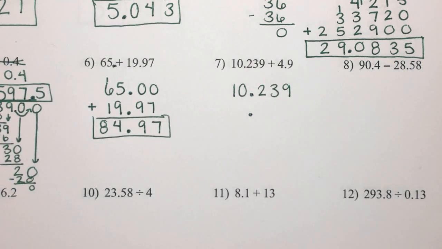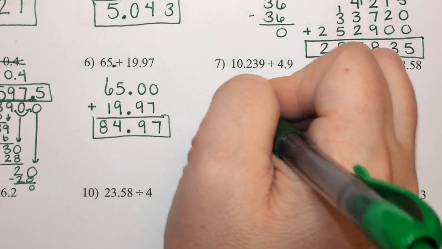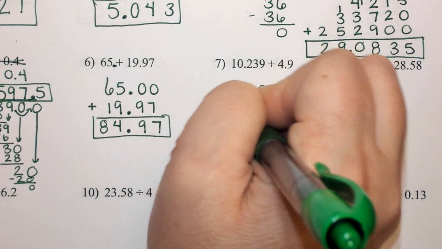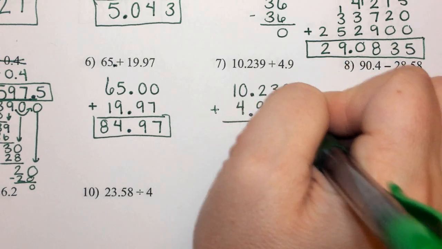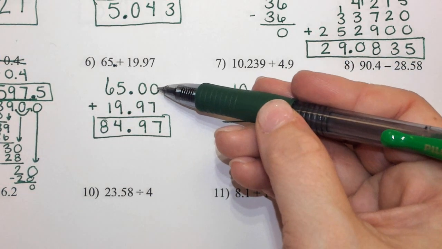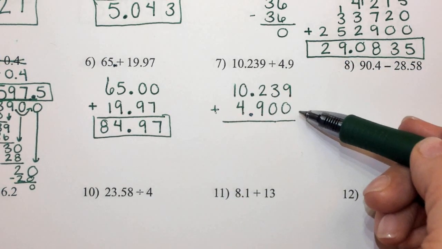What goes in front of my decimal? 4. And behind it? 9. Do I need any zeros here? Yeah, in fact, I need 2 of them. Okay. Sometimes I need zeros on top like I did on 6. Sometimes I need zeros on the bottom.